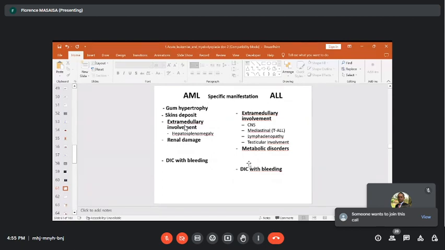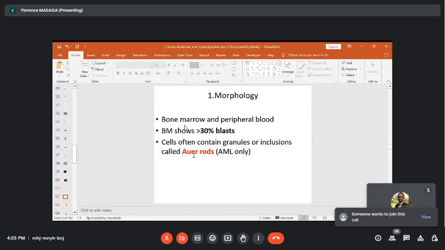So for differentiating between AML and ALL, most of the time AML presents with gum hypertrophy and skin deposition. Then ALL has extramedullary involvement like CNS, mediastinal lymphadenopathy, and testicular involvement. Here extramedullary involvement is not common. Then you have hepatosplenomegaly and renal damage. DIC is quite the same; on both sides you may have it.